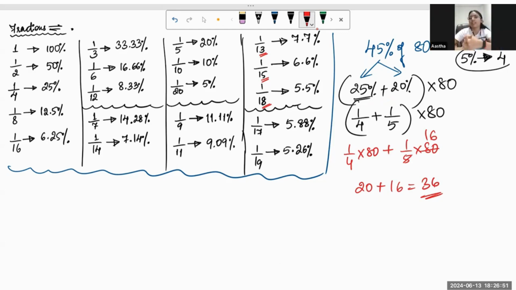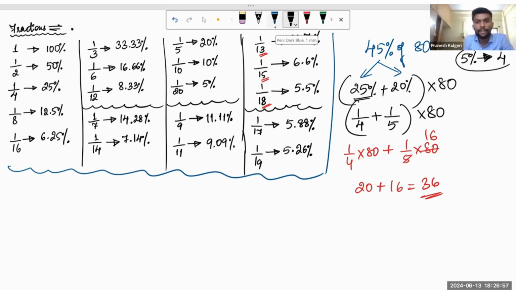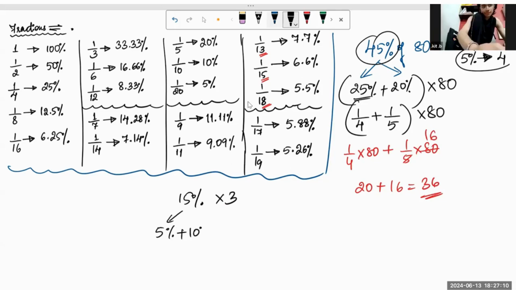Understood? Can you explain the way Ankit told? I couldn't understand what he did. You know what he did? He wrote 45% as 15% into 3. Correct? Now, 15% can still be split as? Correct? Yes, sir.